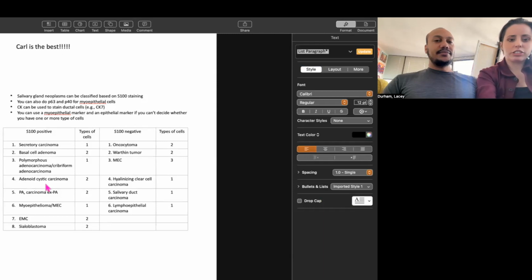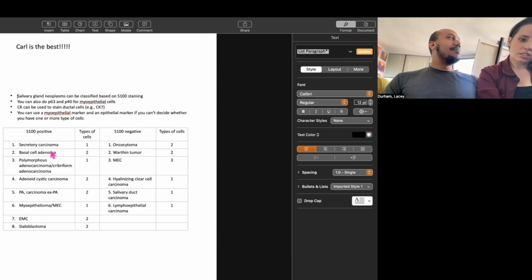For secretory carcinoma, the very first one, that population of cells is epithelial cells, because they're from the secretory ducts. Okay, the next one, basal cell adenoma. This is going to be basal cells. They call it basal cell adenoma because you have these basaloid cells with the peripheral palisading and all that. That's why they call it basal cell adenoma. It doesn't have anything from where it comes from.